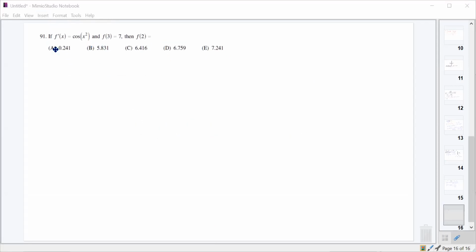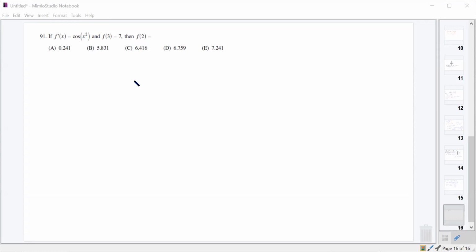All right, so number 91, we've got f prime is cosine of x squared. f of 3 is 7. We want f of 2. We did a whole assignment on these way back last quarter, quarter 2, or I guess quarter 1 for anybody that's from quarter 1 and 3. You can't find the explicit antiderivative of cosine of x squared, so we have to use our calculator to evaluate this.